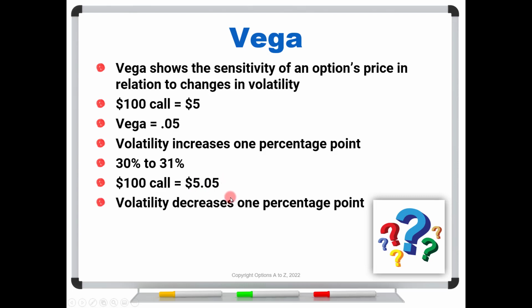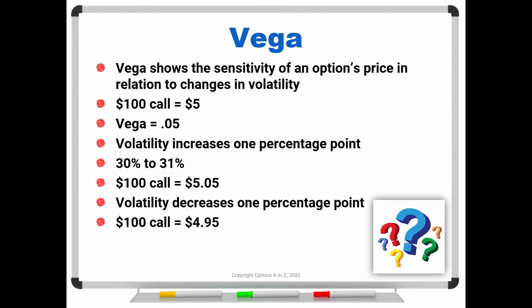On the other hand, what happens if volatility had decreased 1 percentage point, let's say from 30 to 29%? Well, now that $100 call would be trading for $4.95. That's just the original $5 price minus vega of 0.05. So we would expect it to trade for about $4.95. So once again, vega is just showing how sensitive your option's price is to changes in volatility.